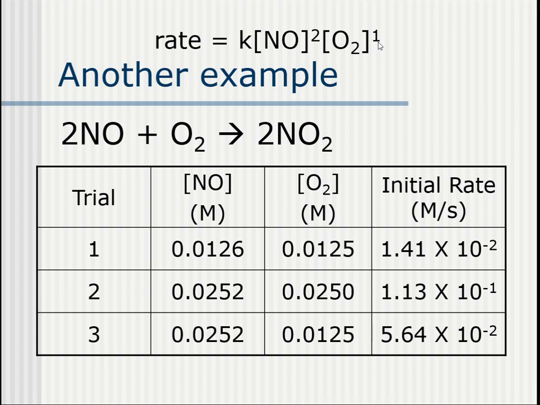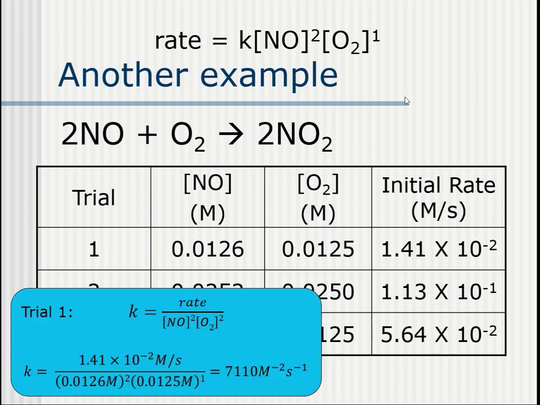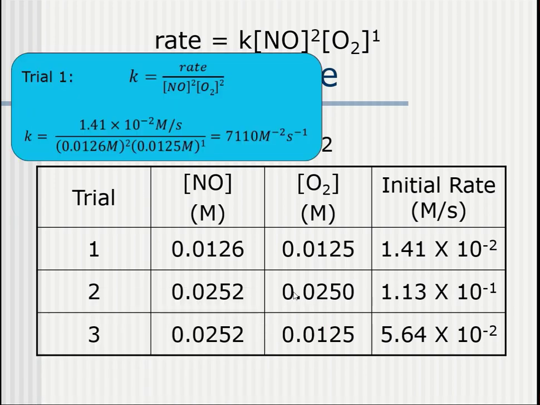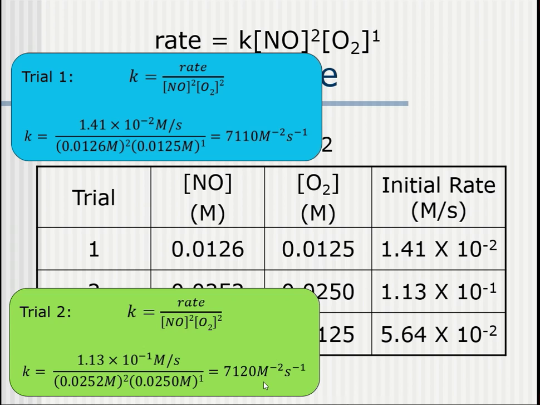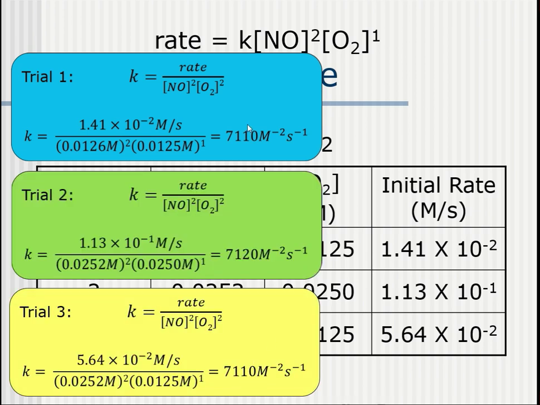And then last but not least, the last thing you do is you figure out what the rate law constant is. What is k? And what we have to do for that is we need to just pick a trial. So for trial 1, if I do the math, this is what I get. For trial 2, I pick a trial, I get this. Trial 3, I get this. And notice 1 and 3 are identical, and 2 is a little bit different.